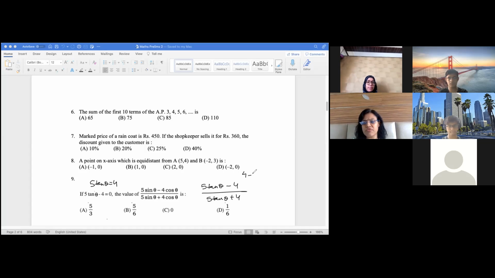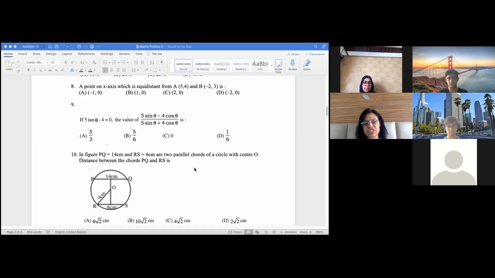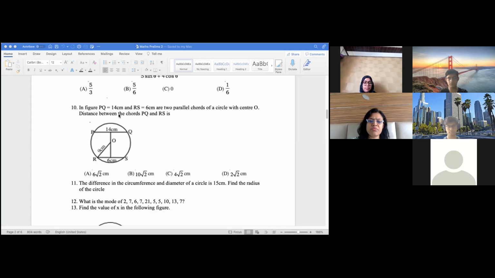So what will happen here? 4 minus 4 upon 4 plus 4. 4 minus 4 is 0. So the answer is 0. Okay. Some of you wrote 5 by 6, 1 by 6. Nothing like that will come. The answer is this. Is it clear? Even if such a question comes in a proof, the first step is to divide by cos or by sin. Okay. Not all questions will be like that, but mostly it is like that. In this question, this is the correct answer, I think. Yes.